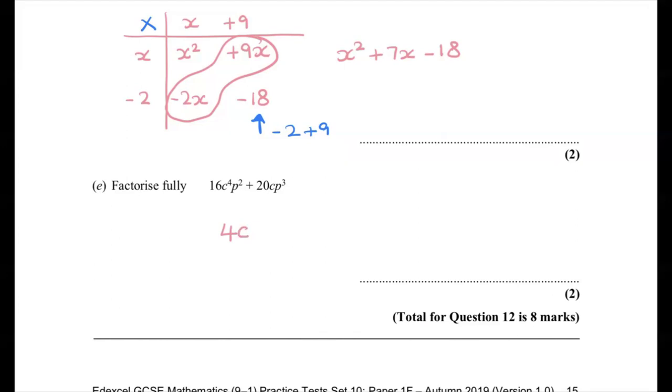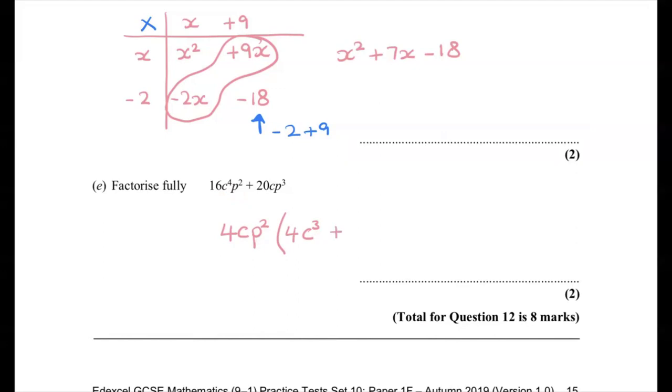Then we've got P to the 2 and P to the 3. P to the 2 is smaller, so we use that, but don't make it any smaller. And then we put our bracket in. 4 times something makes 16, so that's 4. I then want to make C to the power of 4. I've got 1 here, so I just need C cubed on the inside. I then want P squared. P squared is already on the outside, so I don't have to do anything here.